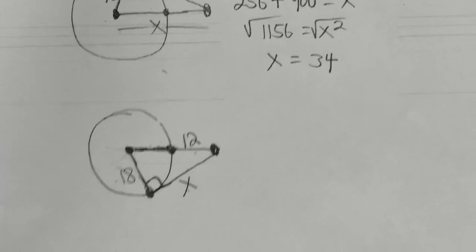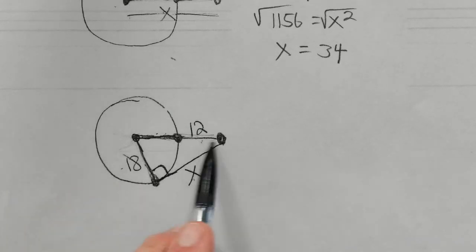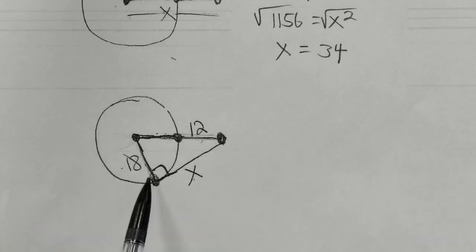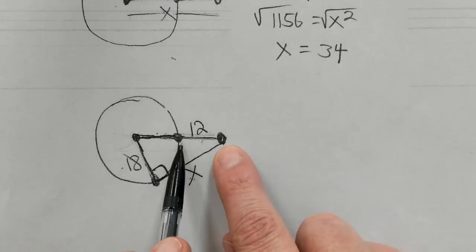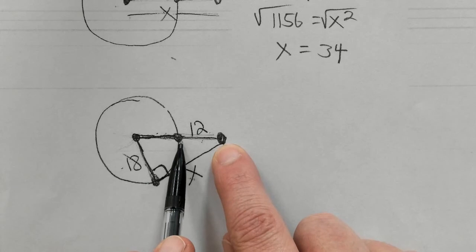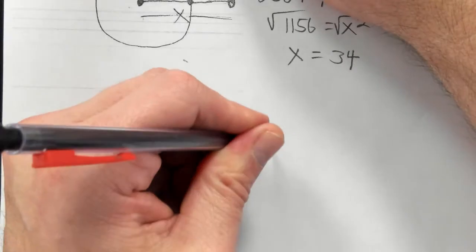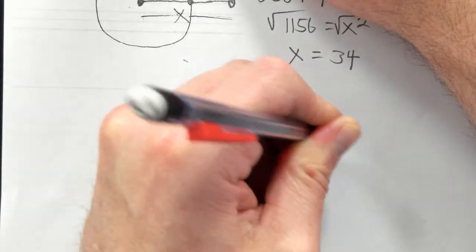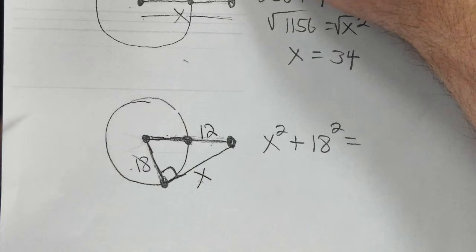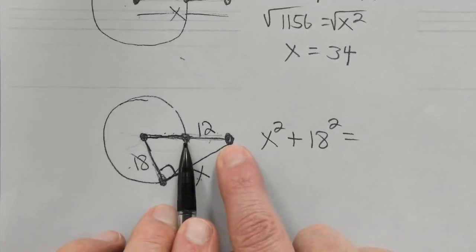Okay, now this one's a little bit different because here I've got 18, here I've got x, and from here to here is 12. This is not x squared plus 18 squared equals 12 squared, because 12 is not the entire hypotenuse. So we have to be careful here. I do know that x squared plus 18 squared would be equal to the hypotenuse, but the problem is the hypotenuse is not 12. 12 is only from here to here.